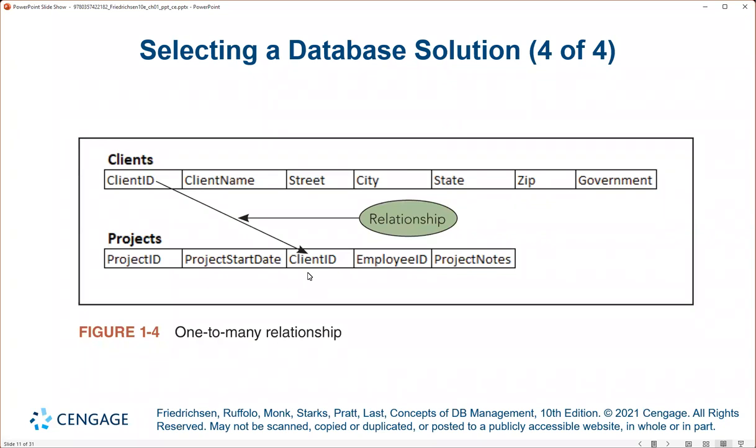Just what I was saying, that client ID also exists as an attribute in the projects table, right? So in the future, you're going to hear terminology like keys, primary keys and foreign keys. These are how we build those relationships within our database, but more on that later.